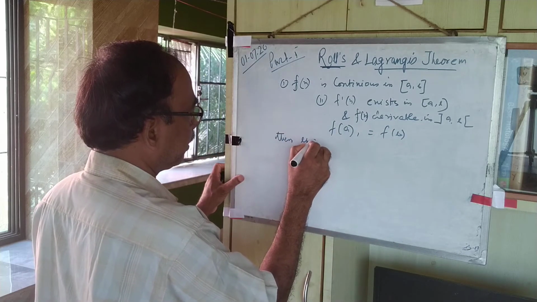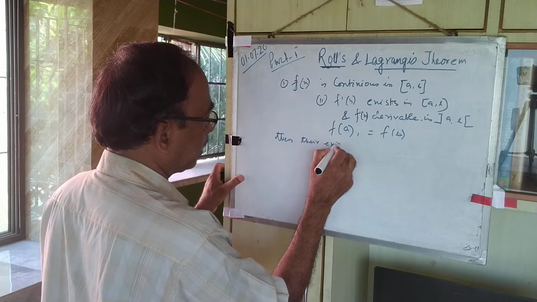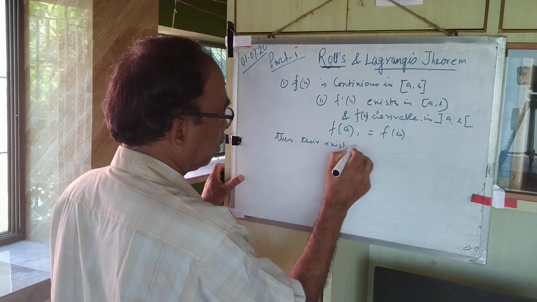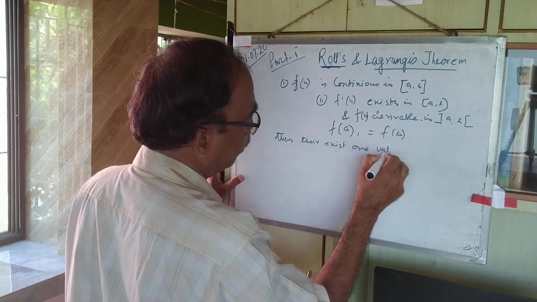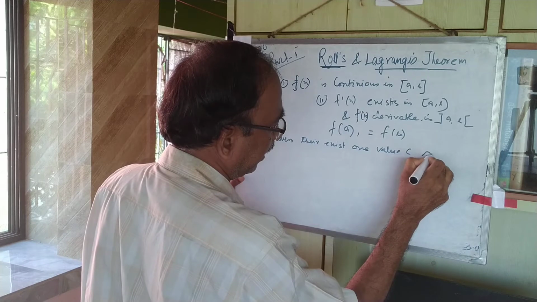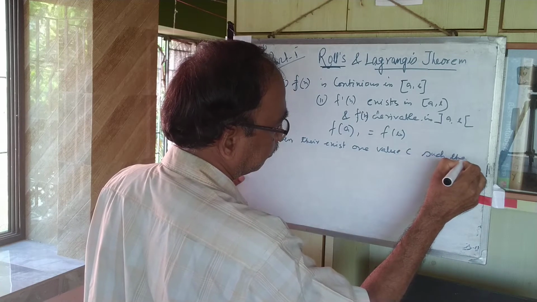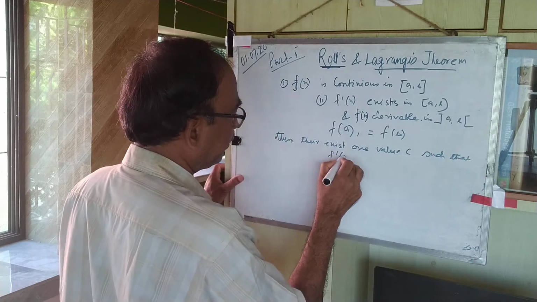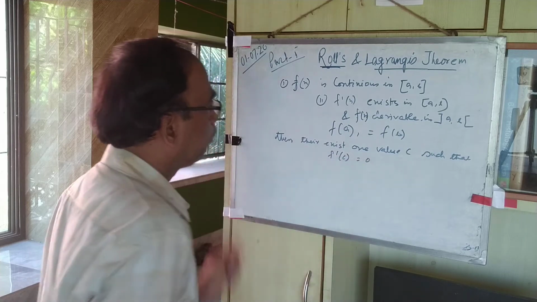there exists one value c such that f dash c equals 0.